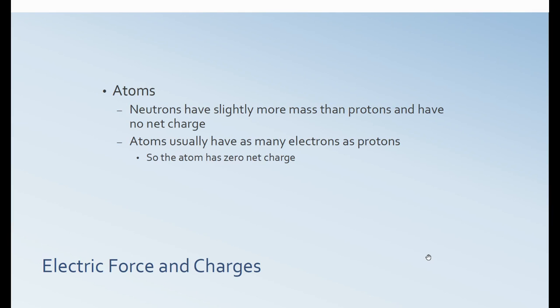And atoms usually have as many electrons as they do protons. So most atoms have a zero net charge because the negative charge of their electrons cancels out the positive charge of their protons.